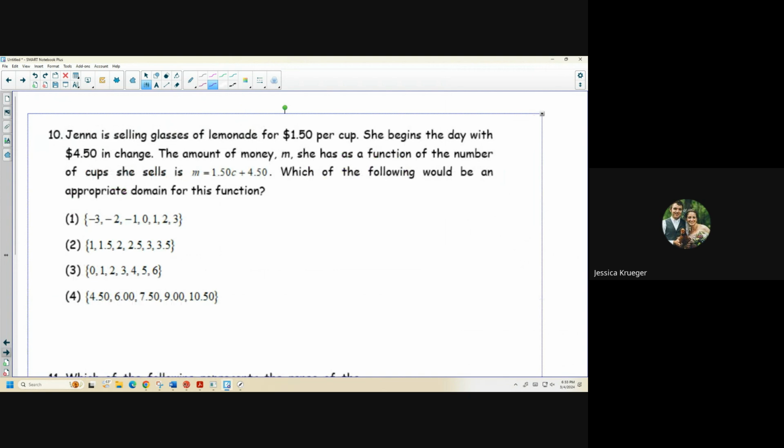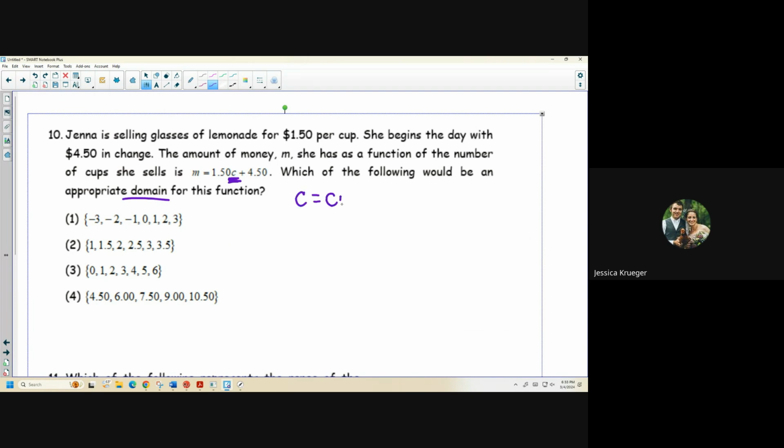Number 10, Jenna is selling glasses of lemonade for $1.50 per cup. She begins the day with $4.50 and change. The amount of money M she has is a function of the number of cups she sells. Is M equals 150C plus 450? Which of the following could be an appropriate domain? Domain is your inputs, your X values. In this case, your C values.